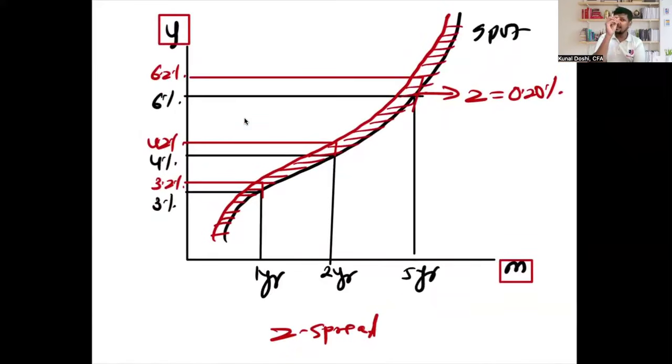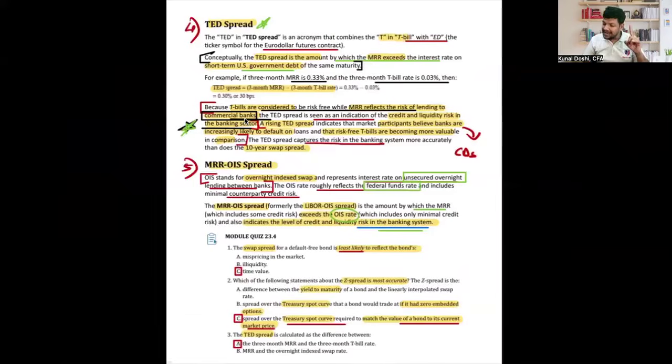The extra yield that you see over and above the treasury curve is what we call the Z spread. So Z spread, why is it called Z? Because zero volatility. It is the spread over and above the spot curve for a risky bond. Everyone with me?